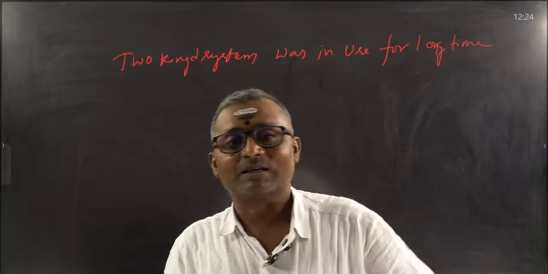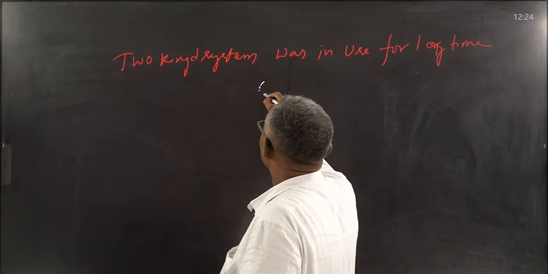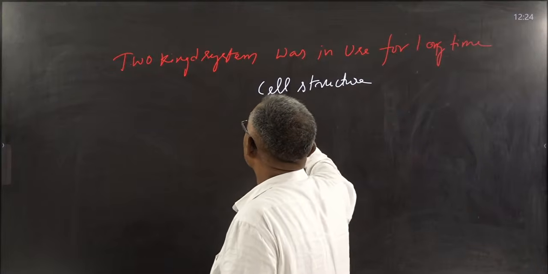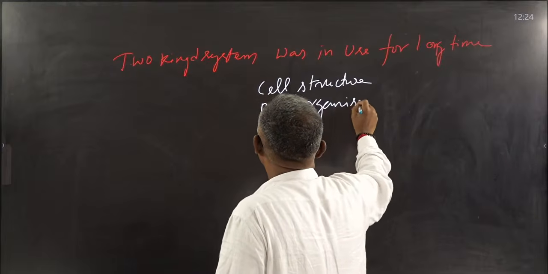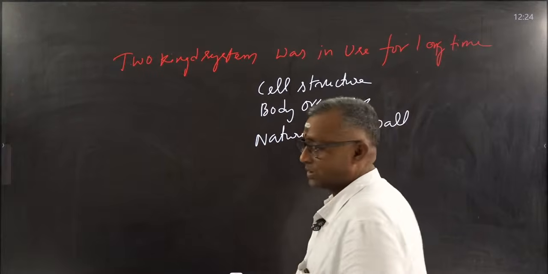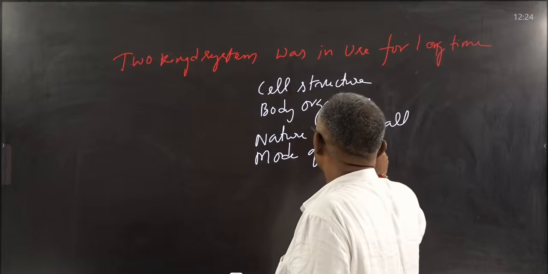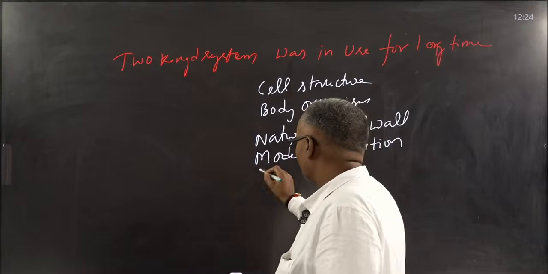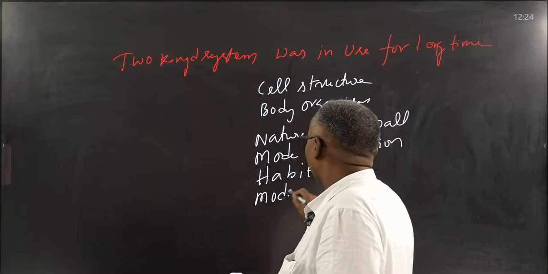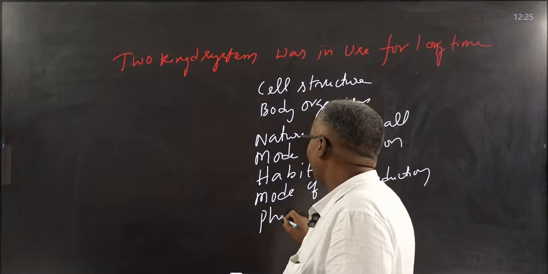Besides taking gross morphological characters, other characters like cell structure, body organization, nature of cell wall, mode of nutrition, then habitat, then mode of reproduction, then phylogeny.